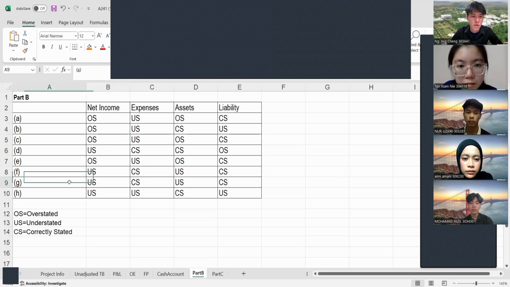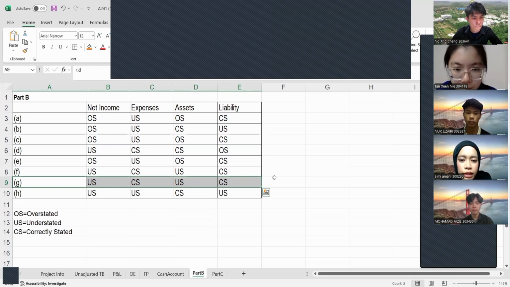What about G? What is interest revenue? Interest revenue is an income earned by a business from investments or lending activities that generate interest. Under the accrual basis of accounting, interest revenue is recognized when it is earned and not when it is received.